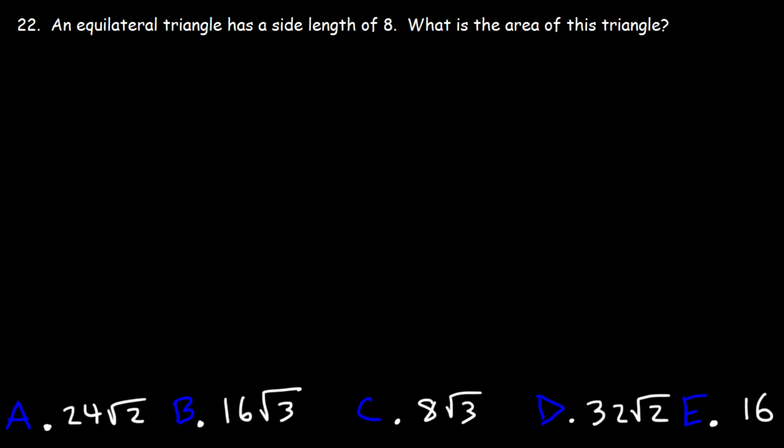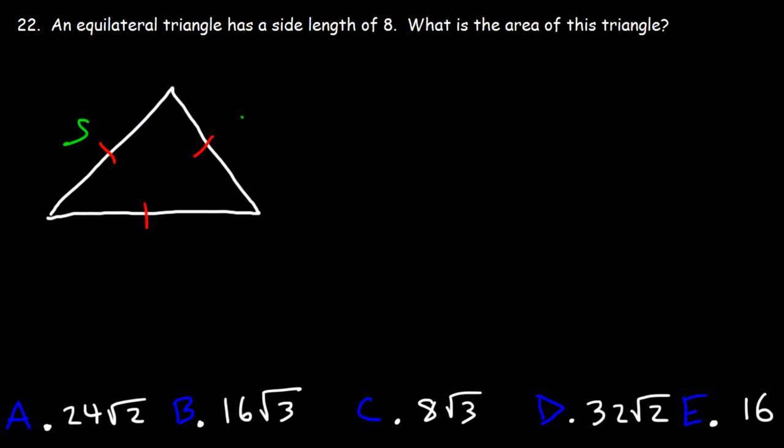22. An equilateral triangle has a side length of 8. What is the area of this triangle? So let's begin by drawing a picture. In an equilateral triangle, all sides are the same. So if we call the side S, the area is going to be the square root of 3 divided by 4 times S squared.